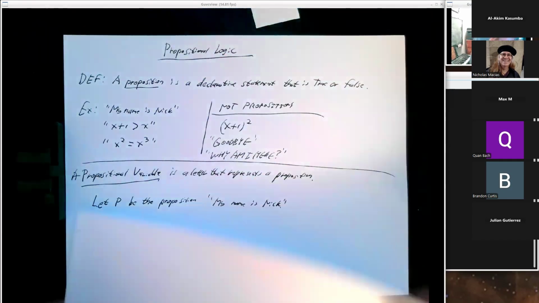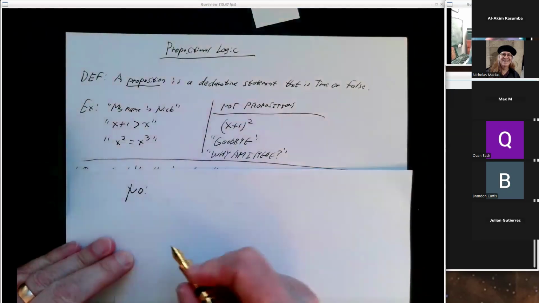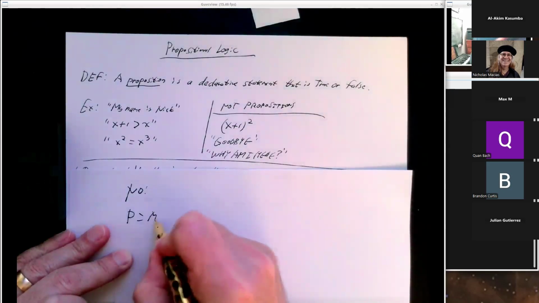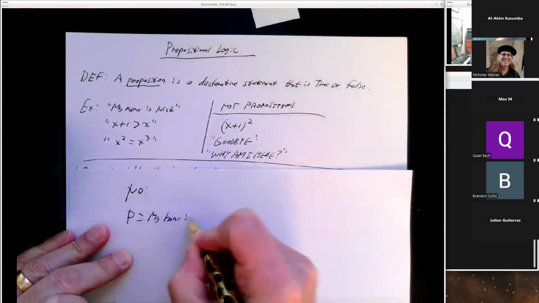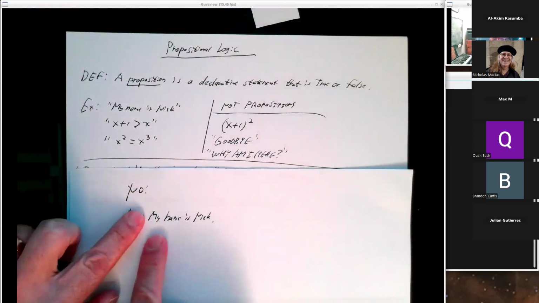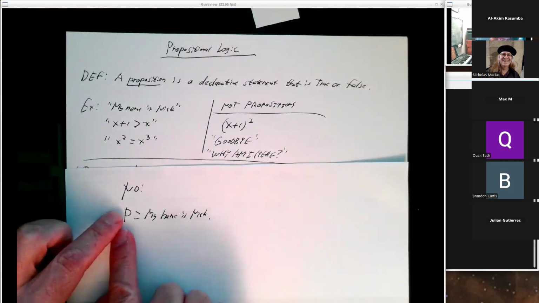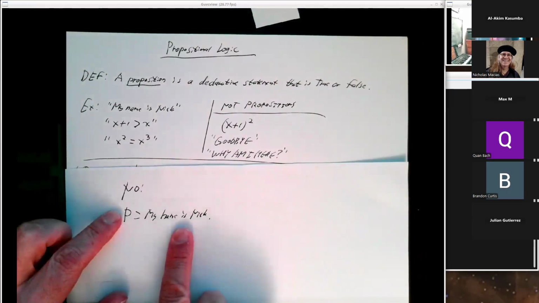What I don't want you to do, so I'll say no, is something like P equals my name is Nick. Don't write that. There's a number of problems with this. Number one, are we saying that P is the propositional variable whose value is this? Or are we making an assertion that P is equal to this? In other words, is it a double equal sign in C or a single equal sign for assignment?